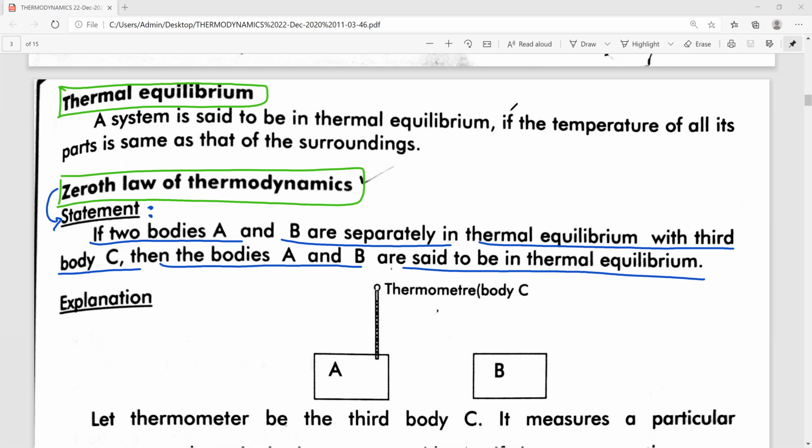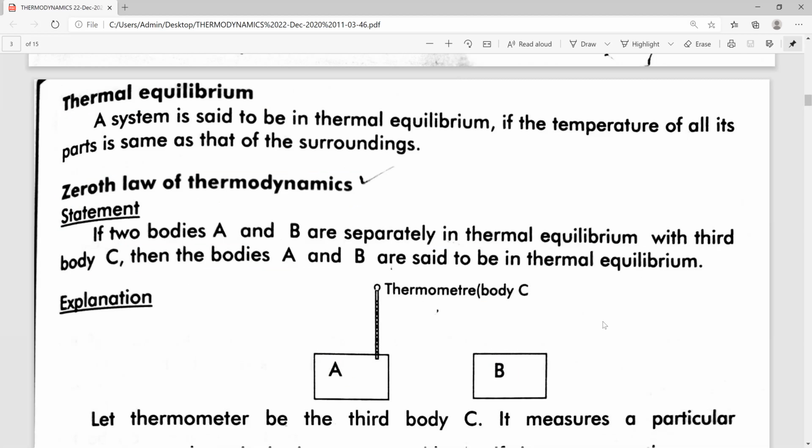How can we explain this? We considered 2 bodies, that is A and B. When do we say both are in thermal equilibrium? Here, with the help of a thermometer, we can tell both are connected with another body C. According to the zeroth law, if both the bodies A and B are in thermal equilibrium with the third body C, then A and B are said to be in thermal equilibrium. We can explain it in our own words.